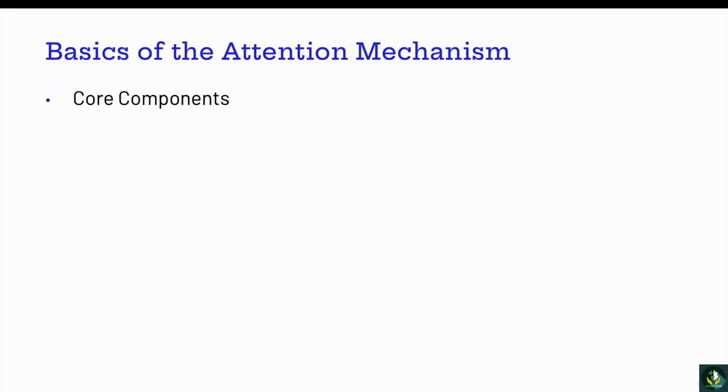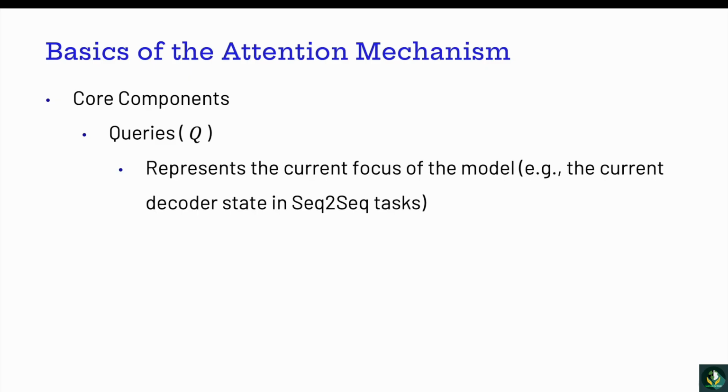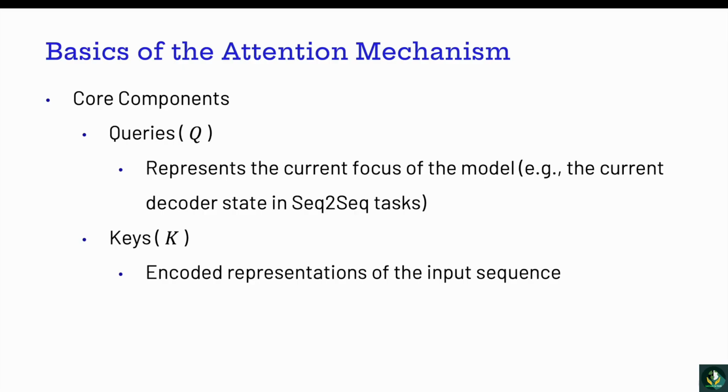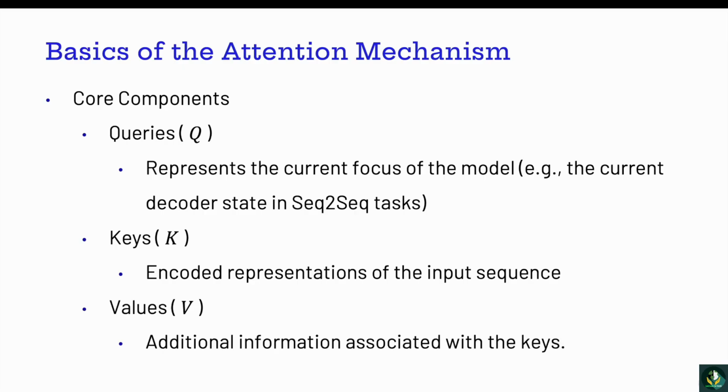First, the core concepts include queries, Q, which represents the current focus of the model. Example can be the current decoder state in a seq-to-seq task. Keys, K, encoded representations of the input sequence. And values, V, additional information associated with the keys. Let's talk about the attention mechanism itself.